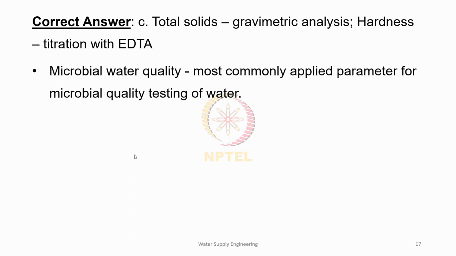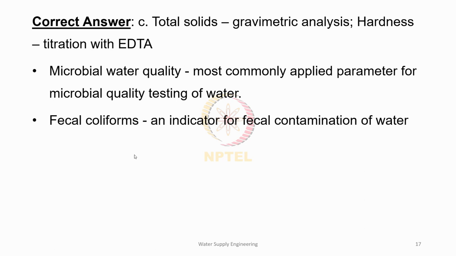So, microbial water quality is the most commonly applied parameter for microbial quality testing of water. In order to identify the fecal contamination of water, we use Escherichia coli or fecal coliforms. Escherichia coli bacteria or fecal coliforms is used as an indicator for fecal contamination of water, and that is commonly known as E. coli.